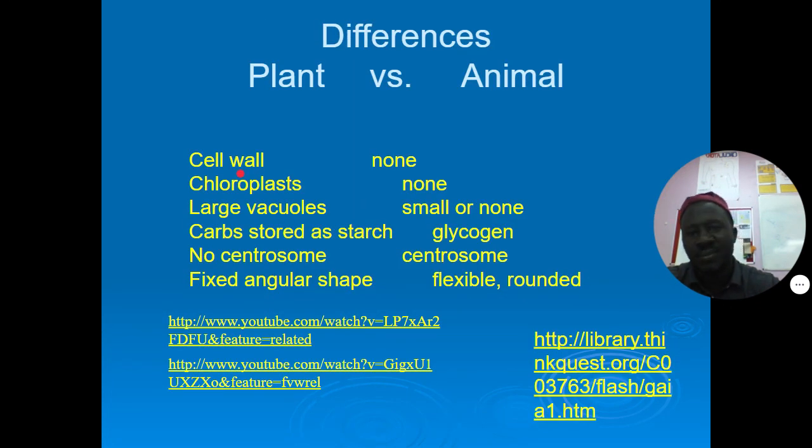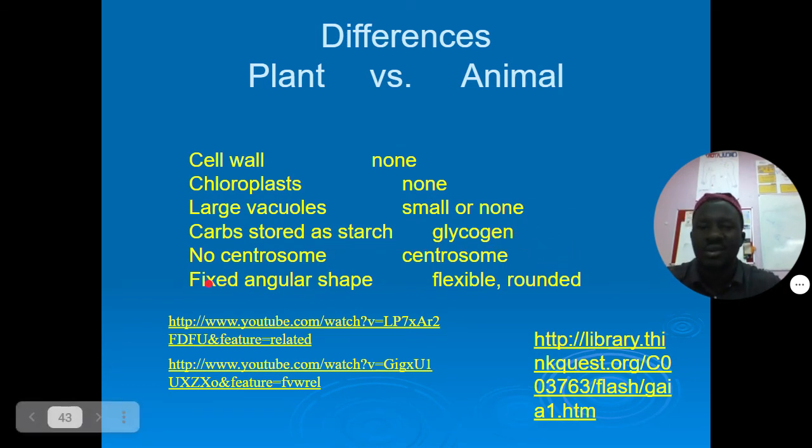So differences between a plant cell and animal cell. Plant cells have a cell wall, animal cells don't have a cell wall. Plant cells have chloroplasts, animal cells don't have chloroplasts. Plant cells have a large vacuole centrally located, animal cells don't have a large vacuole centrally located, but they are present and small. Plant cells store starch, animal cells store glycogen.